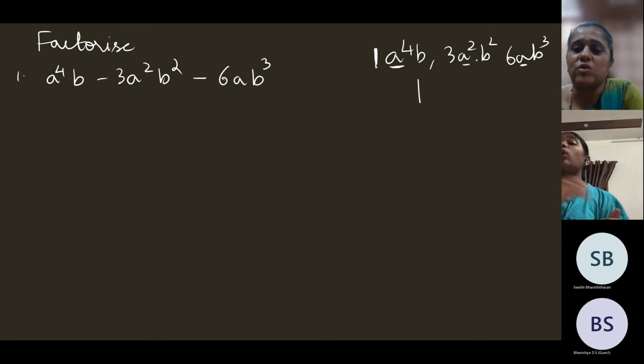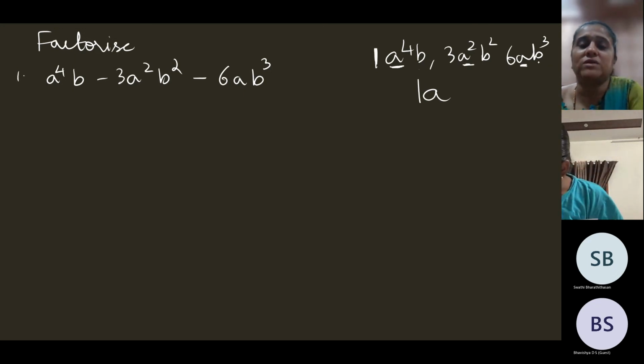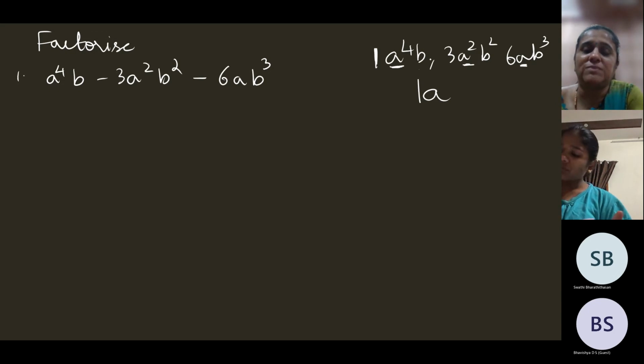Now this is a power 4, a square, and a. So this is power 4, power 2, power 1. So the least power is 1. So that will be the HCF of a to the power 4, a square, and a. Ma'am, 1ab. Yeah, finally we have b square, and b cubed. B to the power 1, b to the power 2, and b to the power 3. So the least power is b, that is b to the power 1. So 1ab, or simply ab is the common factor.